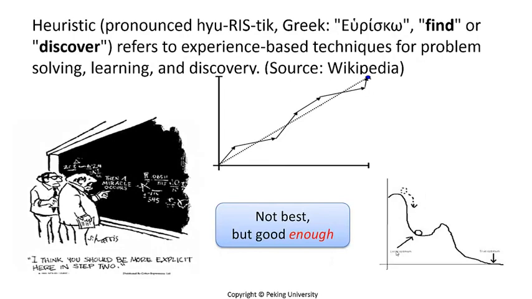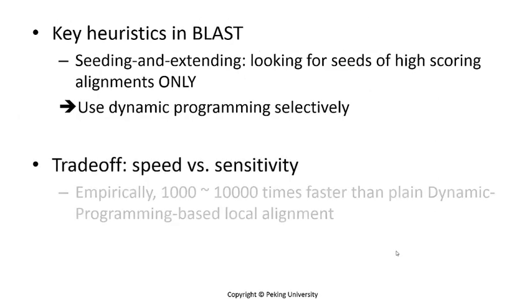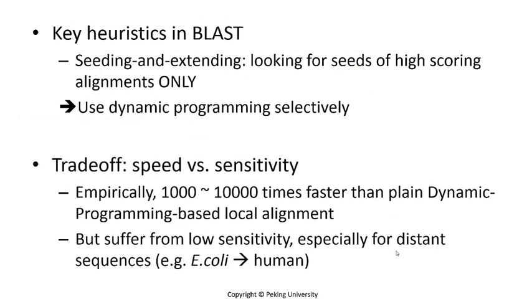Good. Now let's summarize. BLAST is heuristic, making it different from the previous dynamic programming-based algorithms, for example, Needleman-Wunsch and Smith-Waterman. It cannot guarantee the optimal solution, but it will find a solution that is good enough in much less time. Specifically, BLAST uses a seeding and extending strategy and applies dynamic programming only in a limited number of short regions. This has reduced the computational time and improved the speed effectively.